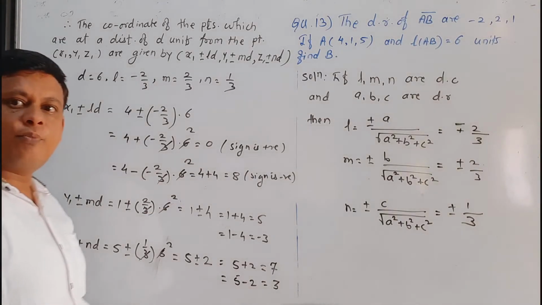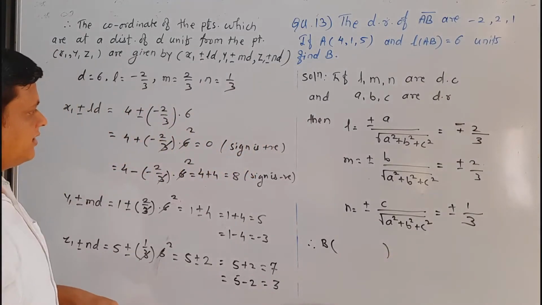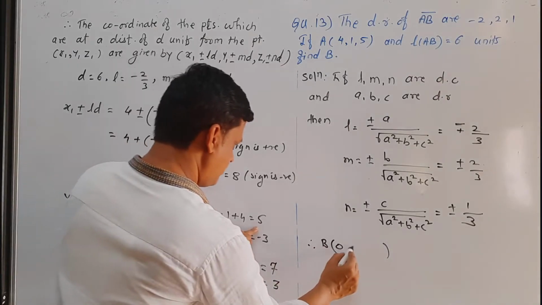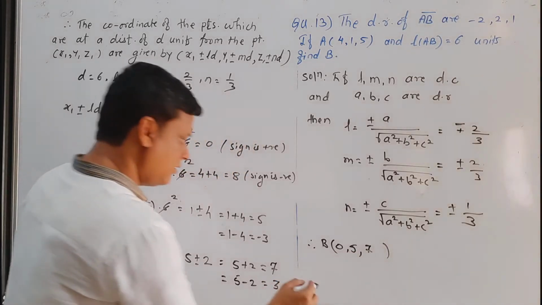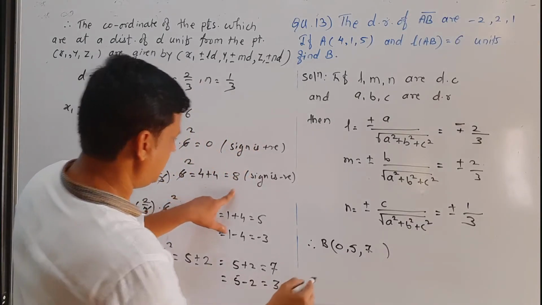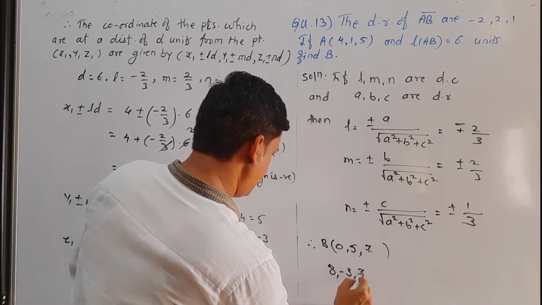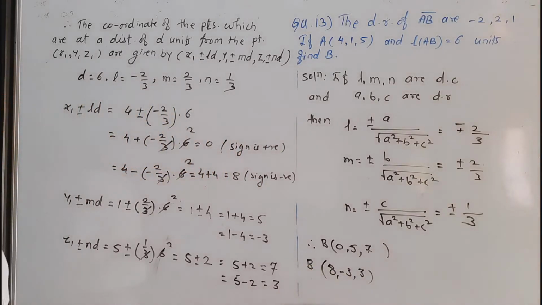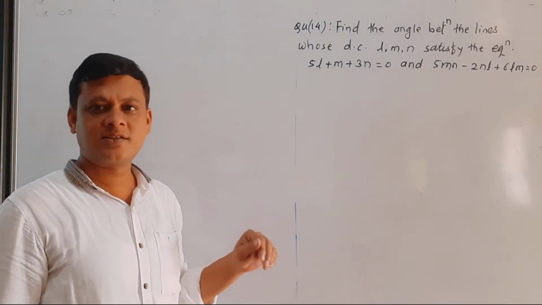Therefore, the coordinates of point B are: we consider the positive sign only, so we get 0, 5, then 7. And for the negative sign, we get here the value of B as 8, then minus 3, then 3. So in this way we can find the coordinates of a point which is at a distance of 6 units from the point A. Now the last question of this exercise.